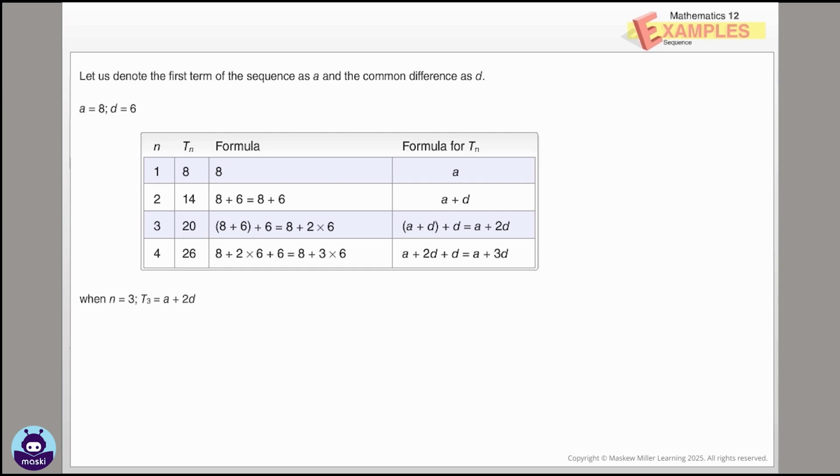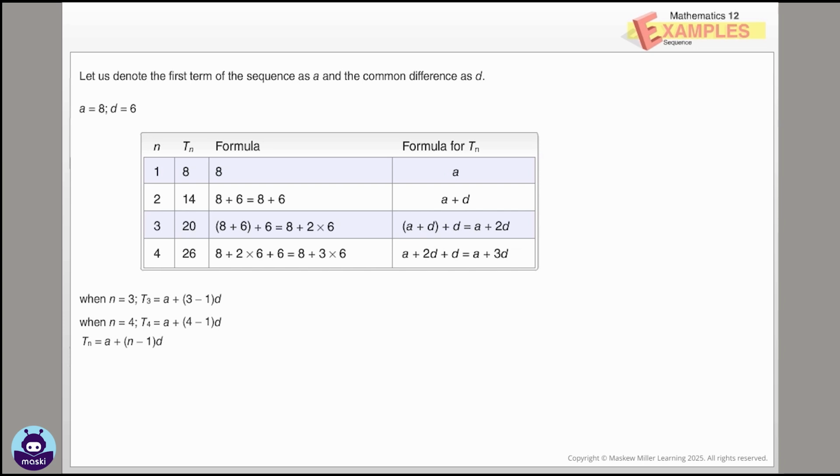Observe that when n is equal to 3, T3 equals A plus 2D. In other words, the third term is the sum of the first term and 1 less than 3 times the common difference. When n is equal to 4, T4 equals A plus 3D. In other words, the fourth term is the sum of the first term and 1 less than 4 times the common difference. Generalizing, we can say for the nth term, Tn equals A plus (n minus 1) times D. This is a very useful formula to find any term of an arithmetic sequence, given A and D.